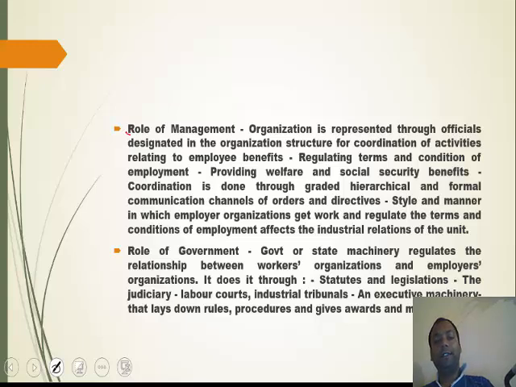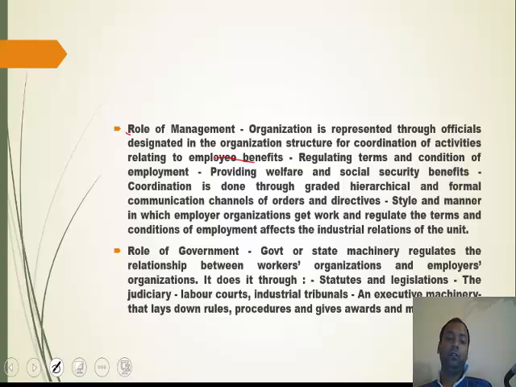Now, the role of management in industrial relations. The organization is represented through officials designated in the organization structure for coordination of activities relating to employee benefits, regulating terms and conditions of employment, providing welfare and social security benefits. Coordination is done through graded, hierarchical and formal communication channels of orders and directives.